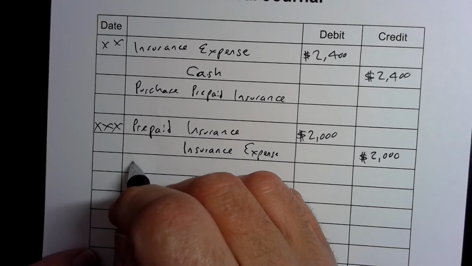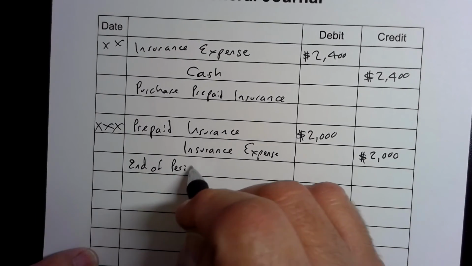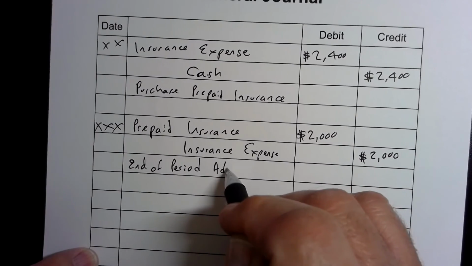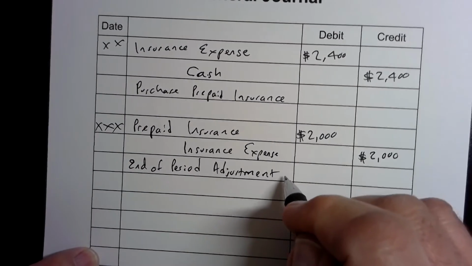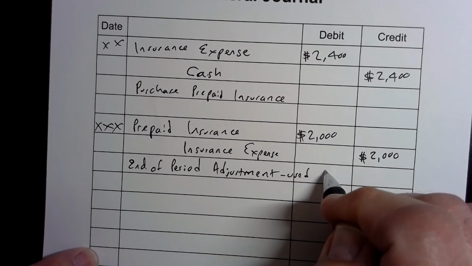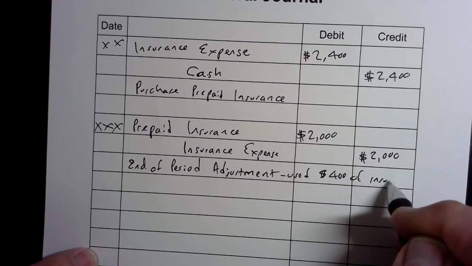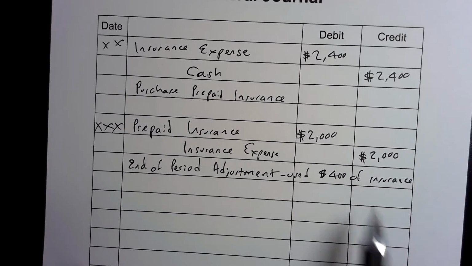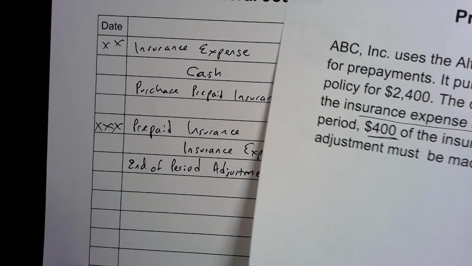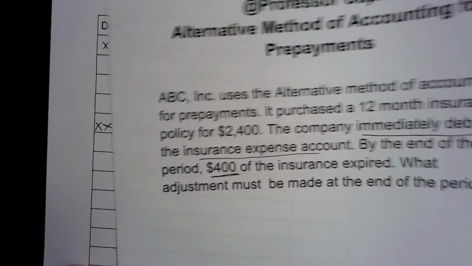This is the end of the period adjustment. And you might put in more detail here. Used $400 of insurance. Used it or it expired. However you want to do it, that would be an entry there, as long as somebody can read it and understand what's going on. That is how you would account for it.